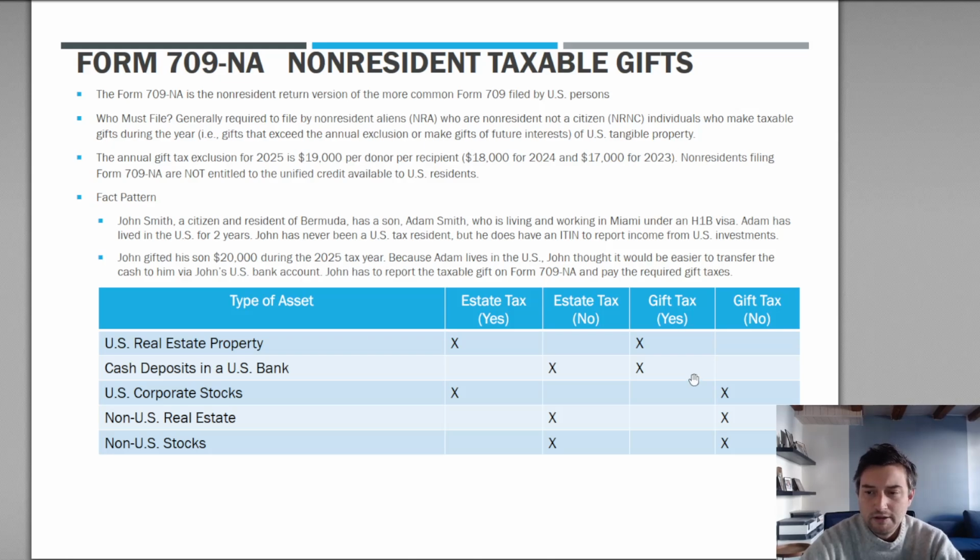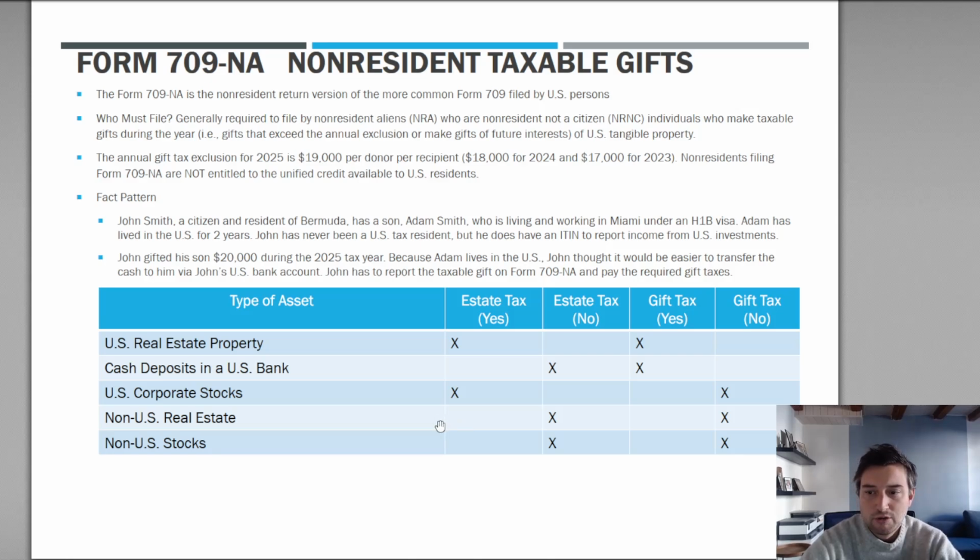So it seems a bit contradictory or counterintuitive, but those are the rules, and that's what we have to apply. U.S. corporate stocks is another one. So this is intangible property, right? You hold stock in a corporation, whether it's publicly traded or privately held. U.S. corporate stocks are U.S. situs assets for estate tax purposes, so they're included in your taxable estate.